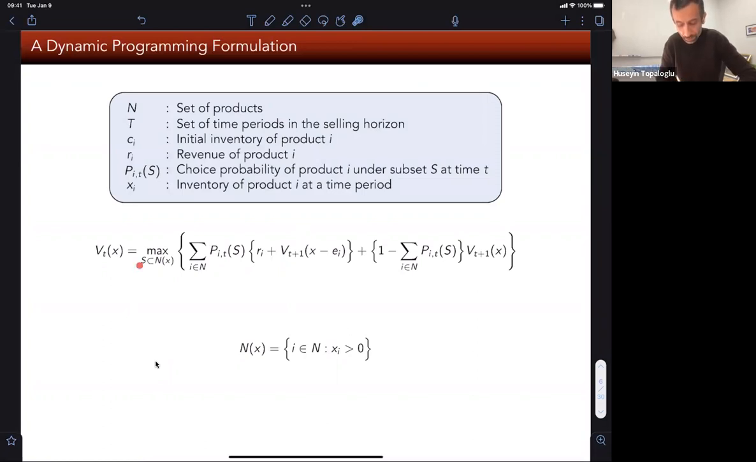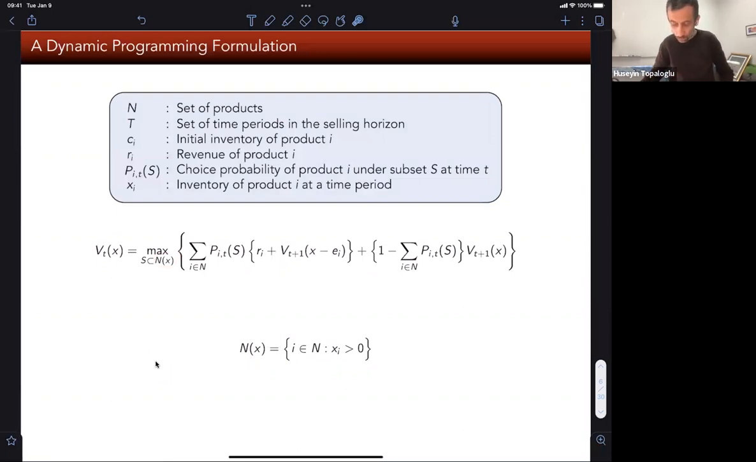And the assortment that I choose has to be a subset of the products for which I have inventories. So N(x) is the set of products for which I have inventories, given that my inventory vector is x. Okay, so N(x) is the set of all products with positive inventories, given that my current inventory vector is x. So this is the dynamic programming formulation of the problem.